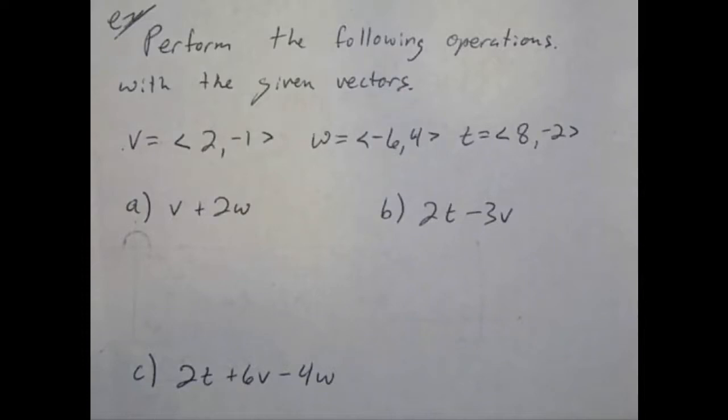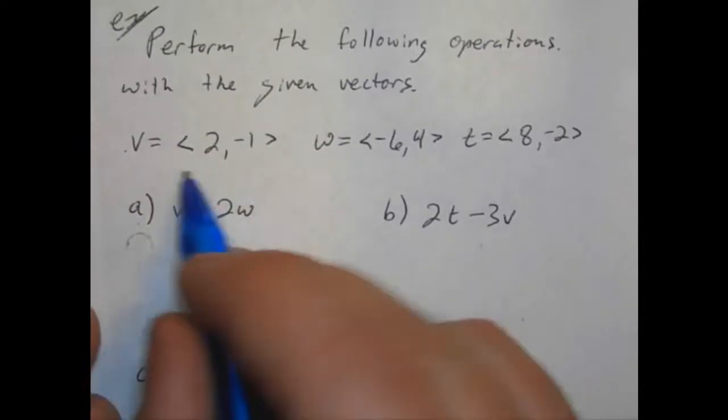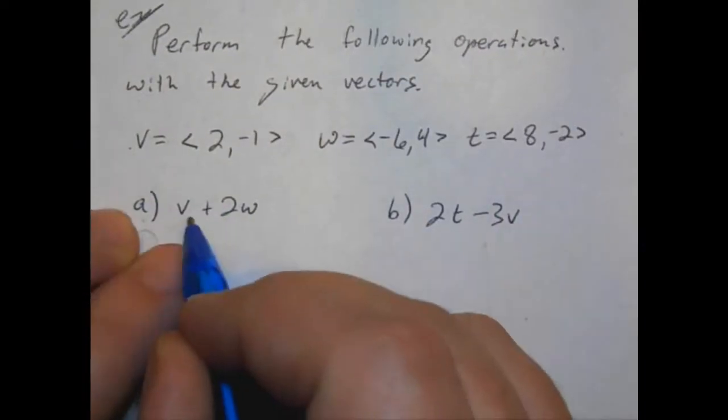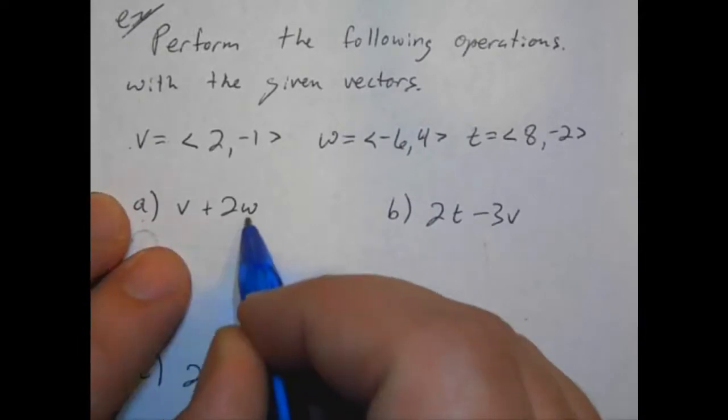All right, so now, what we're going to be talking about is when we are combining forces of vectors. So like something is pulling in different directions. So I'm taking vectors and I'm adding them, I'm subtracting them, such that I can find a combined force. So we are given three vectors. We're given v, w, and t. The first one, it wants us to take v and add 2w to it.